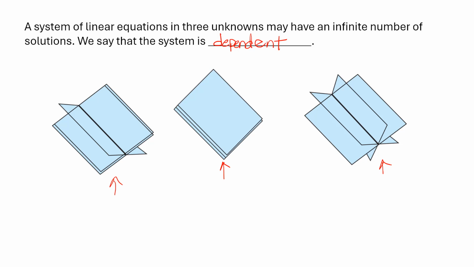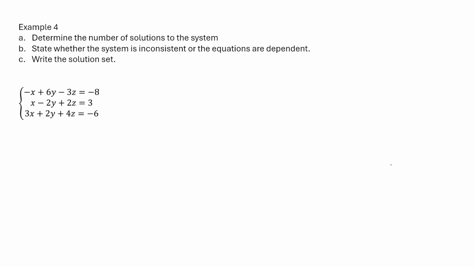And when you have a dependent system, something will happen when you're doing it algebraically. You will find out that something like 2 equals 2, and you will say, yes, that's true, but that doesn't really tell me what the solution is. That's the situation when you have dependent equations.